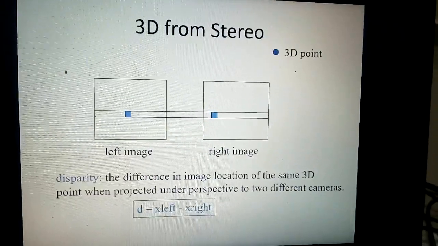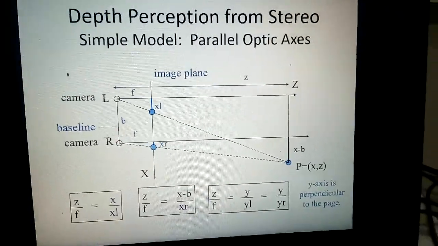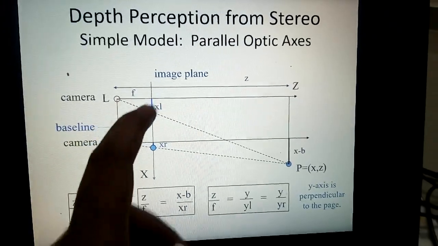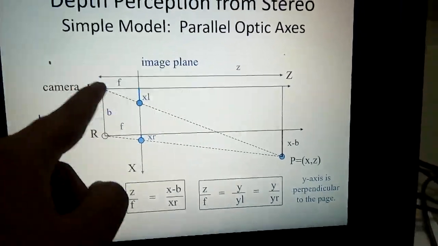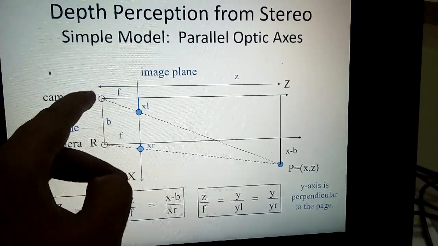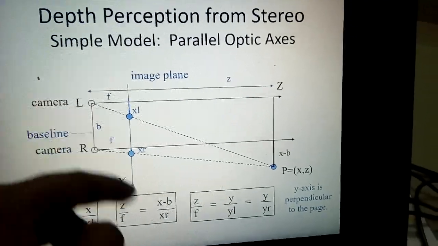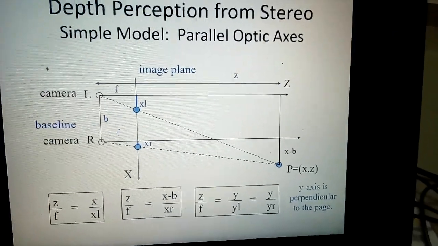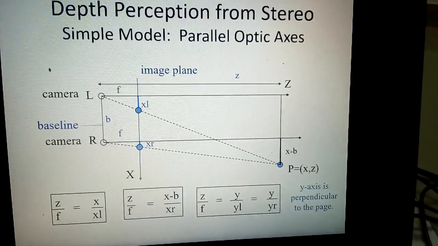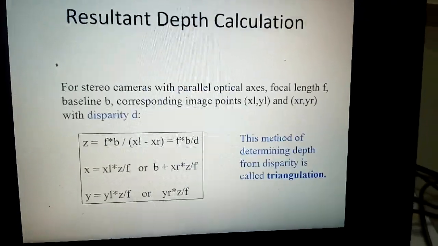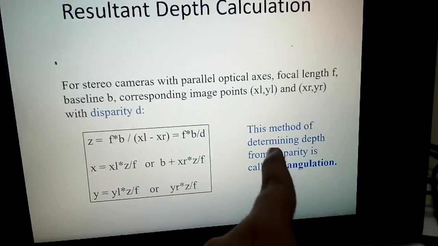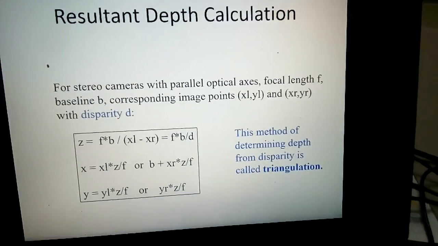This demonstrates that with the help of the disparity, using the images formed, we have found the values of z, x and y. This method of determining depth from disparity is known as triangulation.